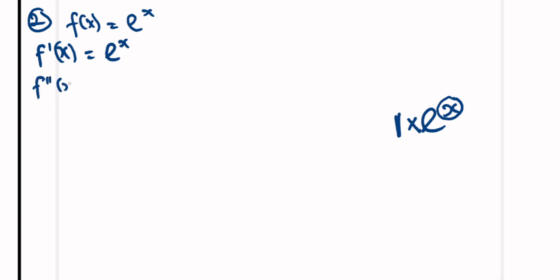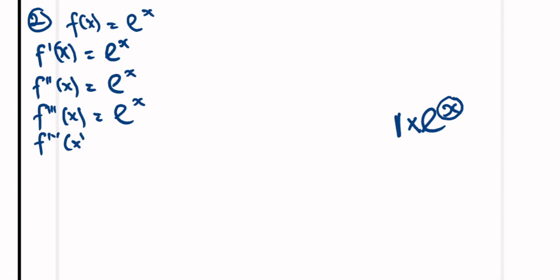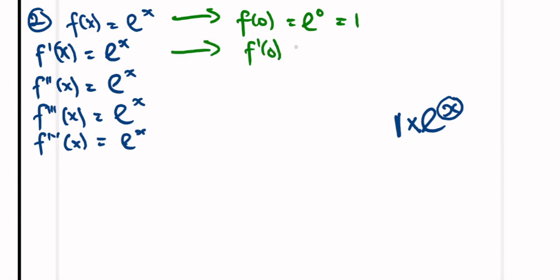f double prime of x is also going to give us exponential x. f triple prime of x is also going to give us exponential x. And if we take it to the fourth derivative, it's also going to give us exponential x. So I can just decide that we stop here. Now, let's substitute when x is 0. So f of 0 is equal to exponential 0, which is 1. f prime of 0 is equal to exponential 0, which is also 1. f double prime of 0 is equal to exponential 0, which is also 1.